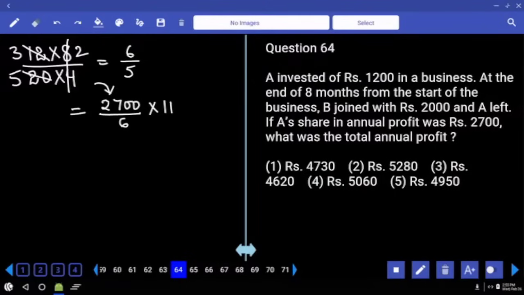Otherwise, after writing this step, easily also you can identify. How many zeros are there in numerator? 2 zeros. Correct? So in numerator, do you have 5 square multiple?